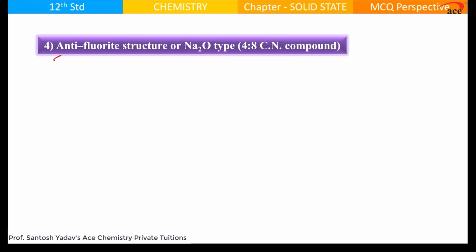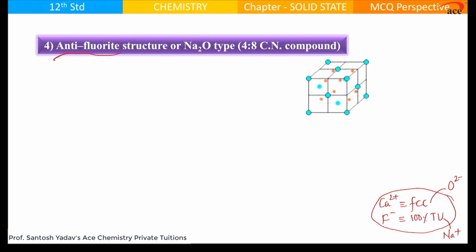Now the word anti-fluoride means the structure and the arrangement will be reverse of fluoride. If you remember, in fluoride what we saw, calcium cation making up FCC and fluoride making up 100% tetrahedral void. Here exact reverse will take place. That means in place of calcium there will be oxide, in the place of fluoride there will be sodium. Please keep a look at it. So where is oxide present? Oxide is making up FCC and therefore 4 in number.